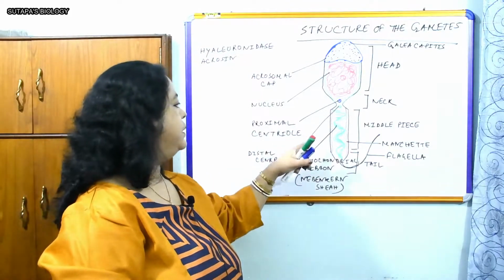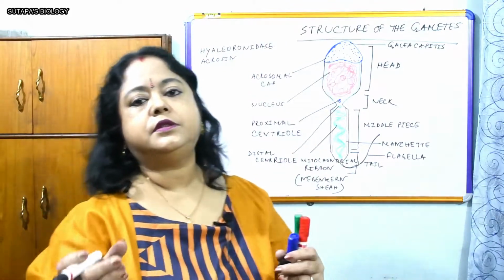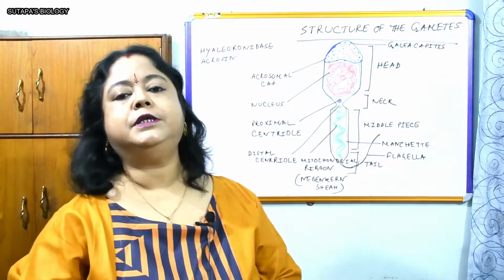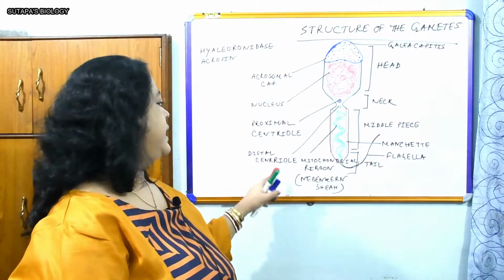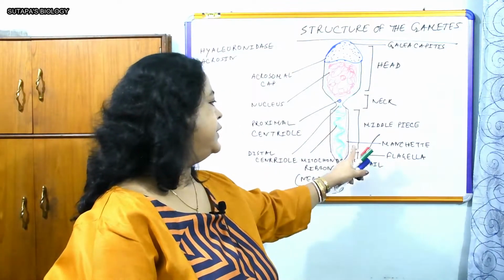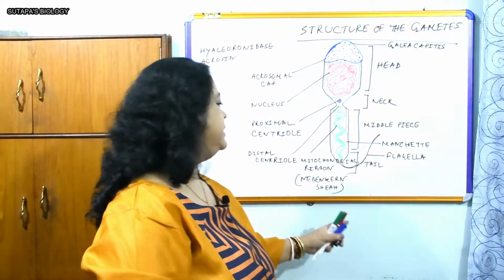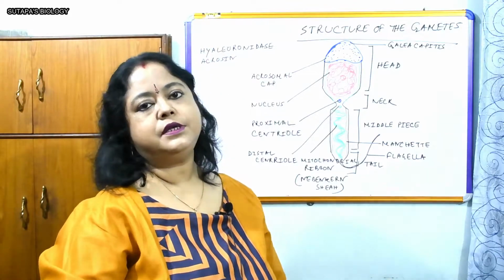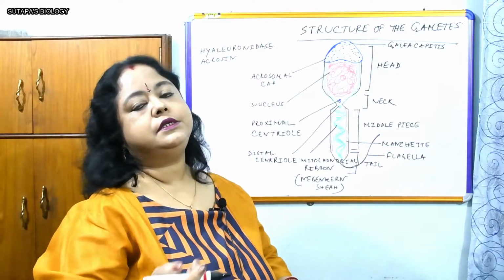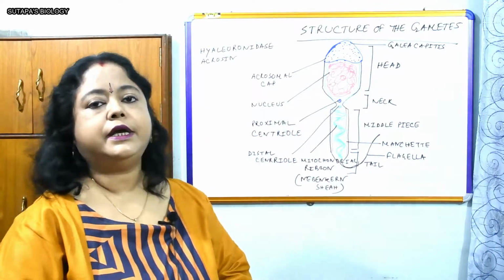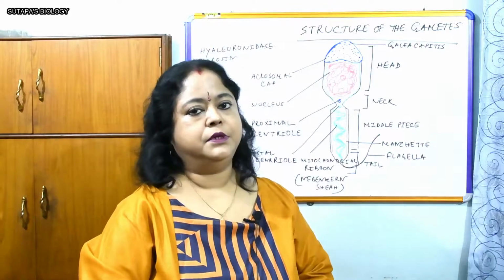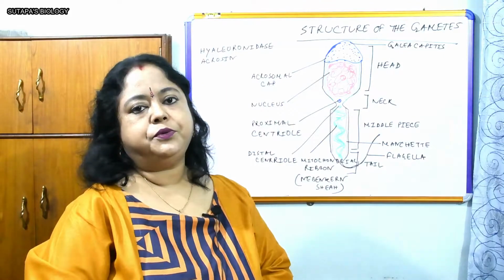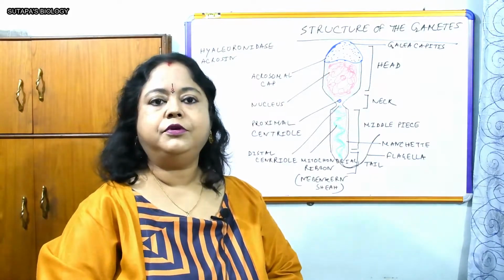Now next is the middle piece. It has a very thick association of mitochondria to provide maximum energy for the fertilization, and another is the manchette, which is the thin cytoplasmic layer. After that, the tail: the first part is covered by some cytoplasm, and the last part is just naked axoneme, that is the flagella, and it helps the sperm to move. So this is about the structure of the sperm, and later in this video I am coming to the structure of ovum.